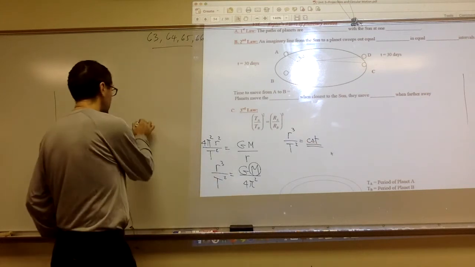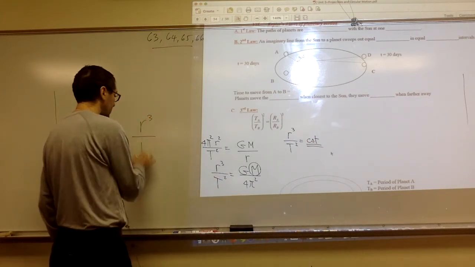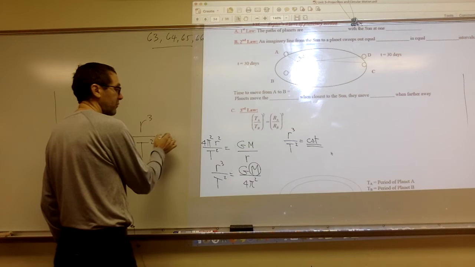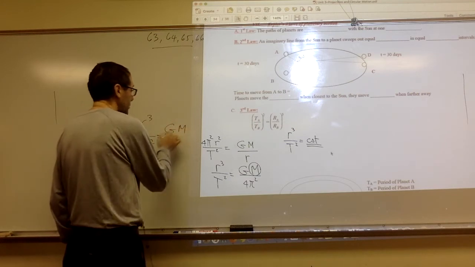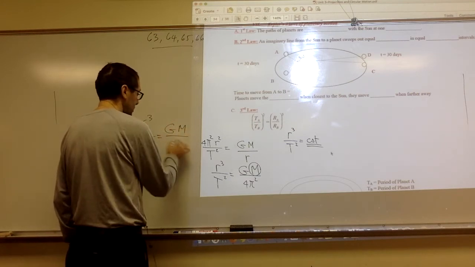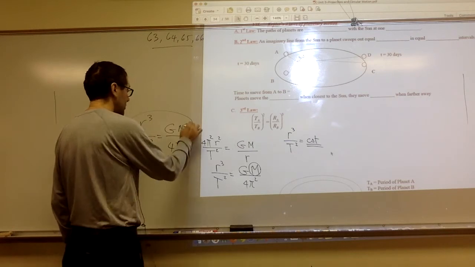And I'm going to write that here. I'm going to keep it here so we can use it later. Now, unfortunately, this is not in your formula sheet. You can memorize it if you want to use it. So I don't ask you to memorize much, okay?